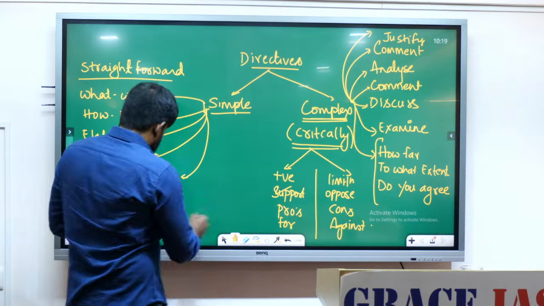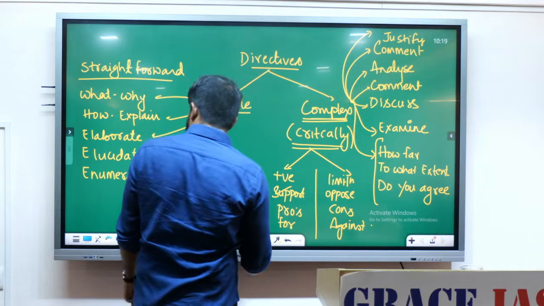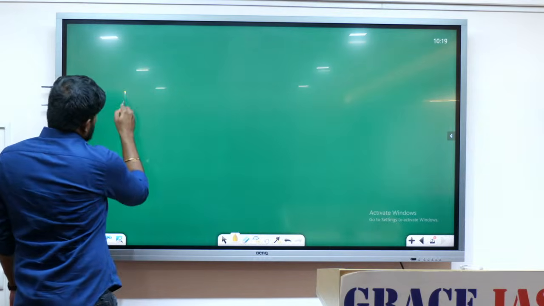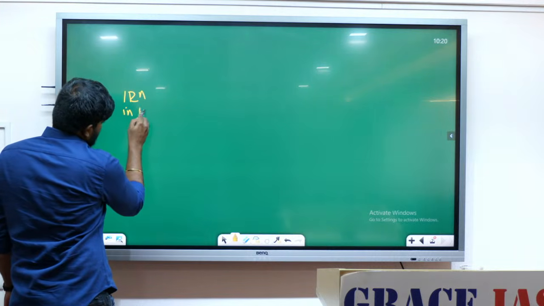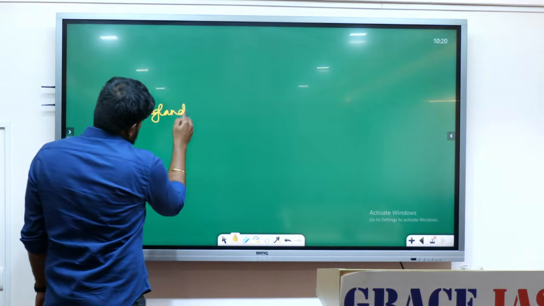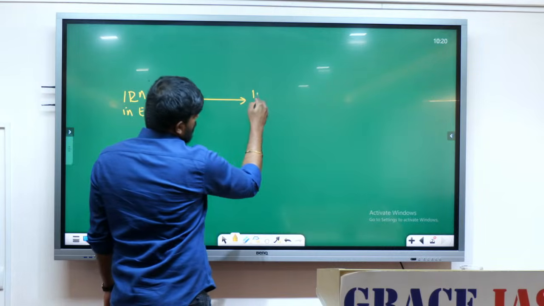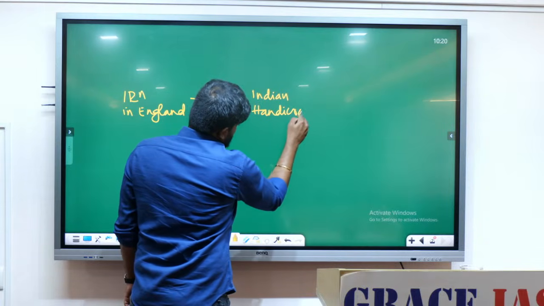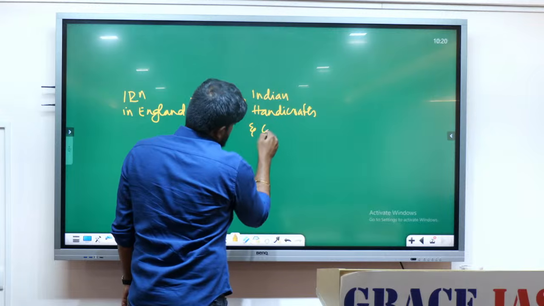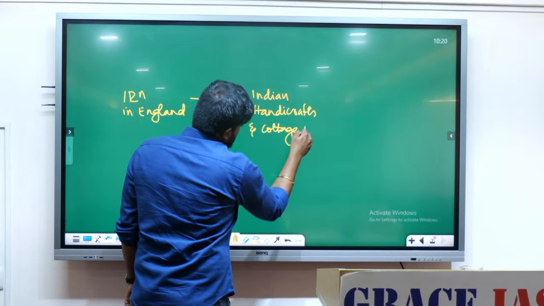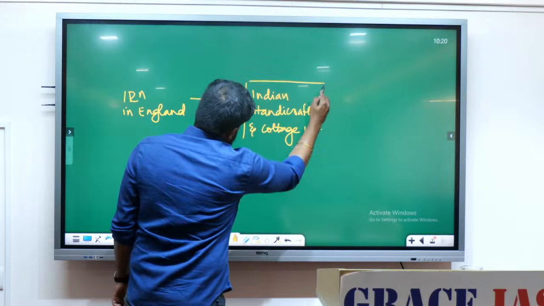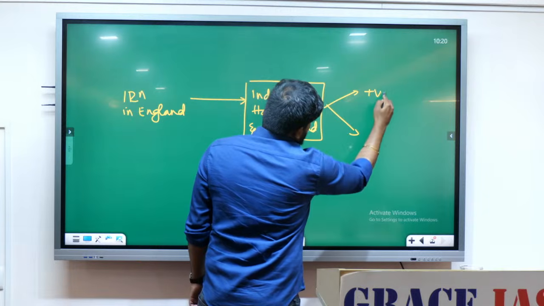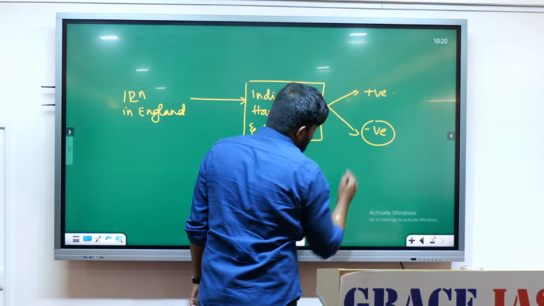So how the industrial revolution in England impacted Indian handicrafts and cottage industries. So you have to talk about both the positive impacts as well as the negative impacts.